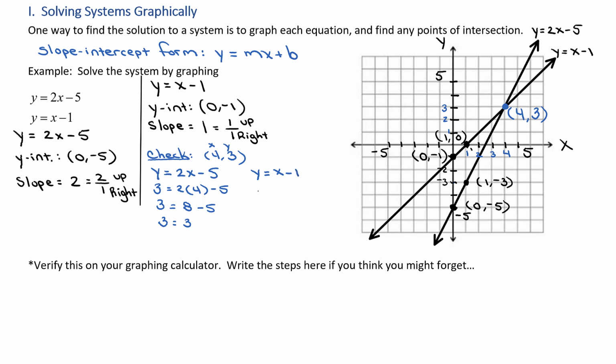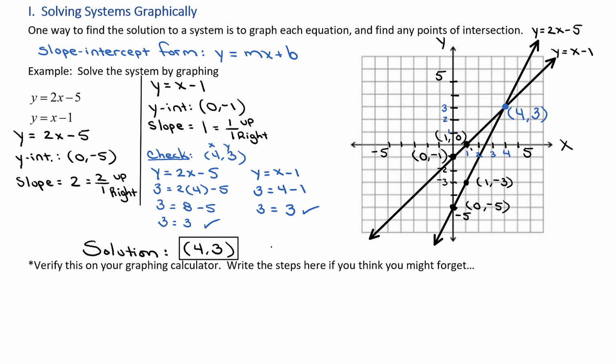Our next equation is y equals x minus 1. So that'll be 3 equals 4 minus 1, which is 3 equals 3. That is a true statement, therefore it satisfies our second equation, and therefore we can say it satisfies the system. It is a solution to the system. So we can write out the solution is (4, 3), and we can box that solution in.